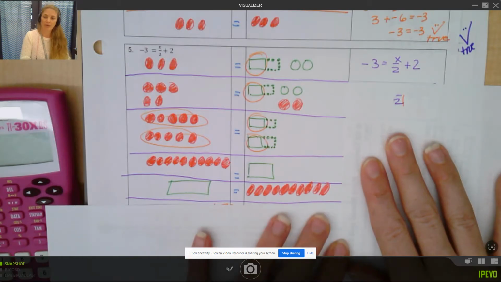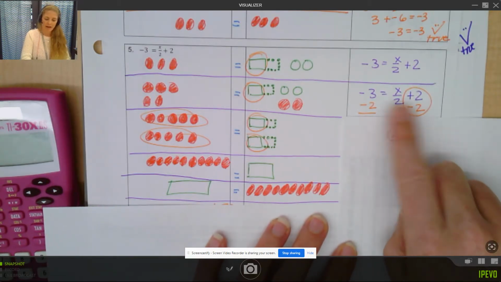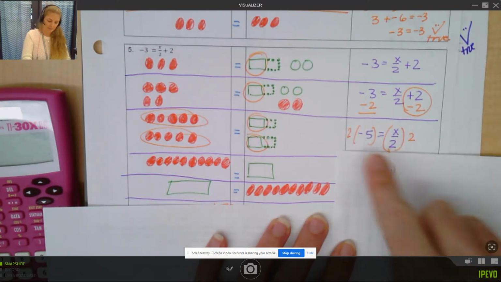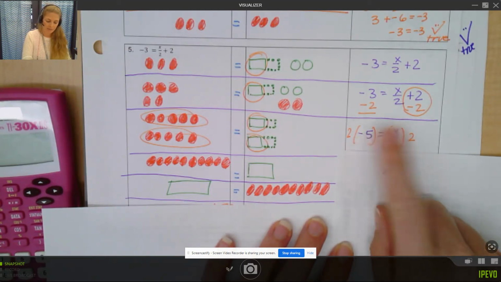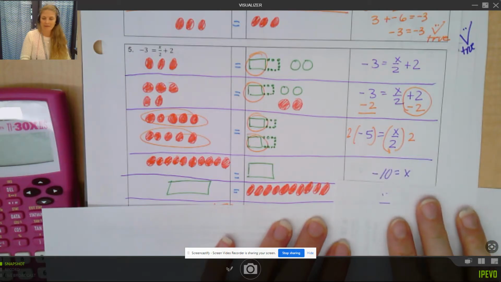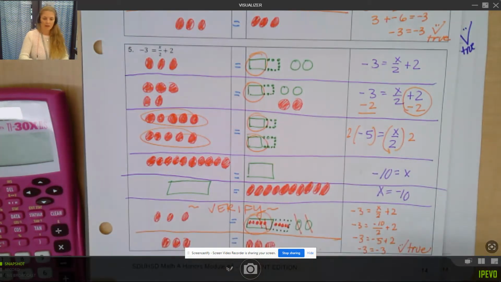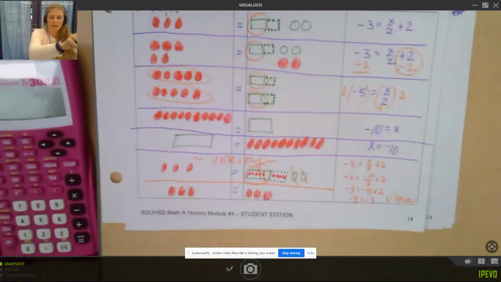The algebra starting with what is given, subtracting 2 or adding 2 negatives to both sides to make this a 0 pair. To end up with -5 is equal to x over 2, or 1/2 x. Undo dividing by 2 by multiplying both sides by 2. -10 is x, which means x is -10. We could verify using the equation or the model here.